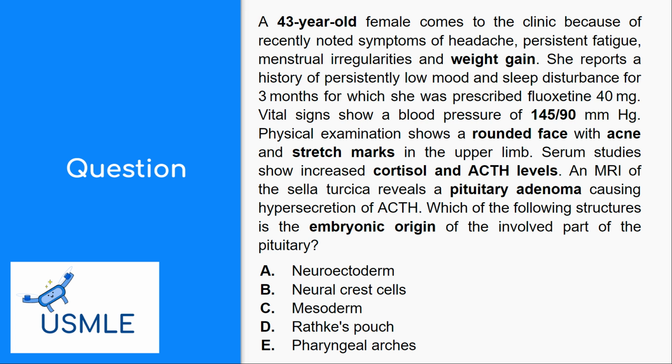Which of the following structures is the embryonic origin of the involved part of the pituitary? Irrespective of the clinical condition, we know that the ACTH is produced by the anterior pituitary gland. Since that is involved in the production of ACTH, we know that that originates from the Rathke's pouch. So the best option is D.